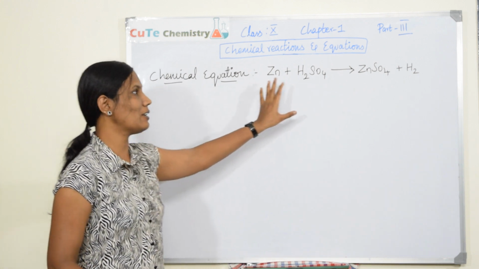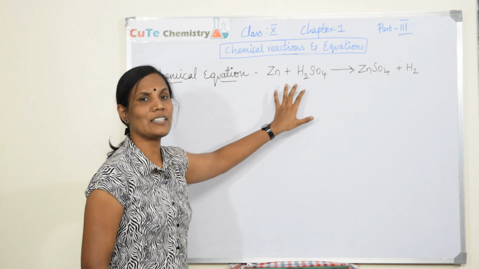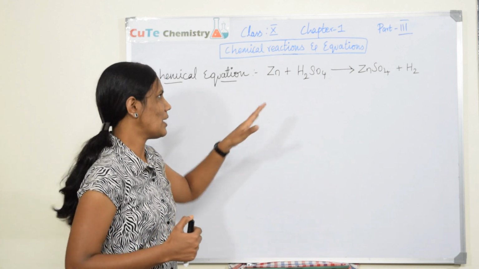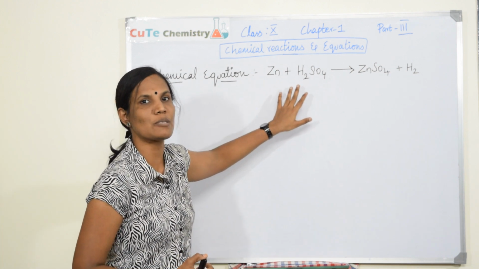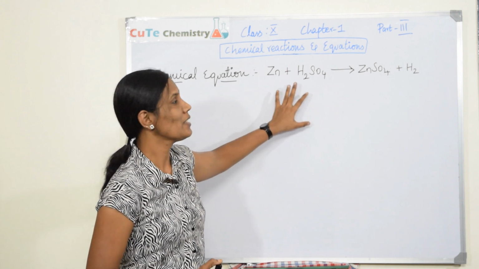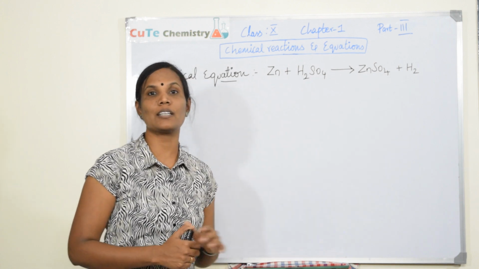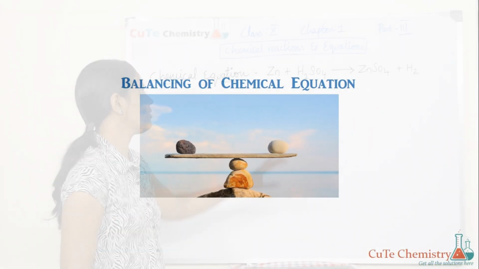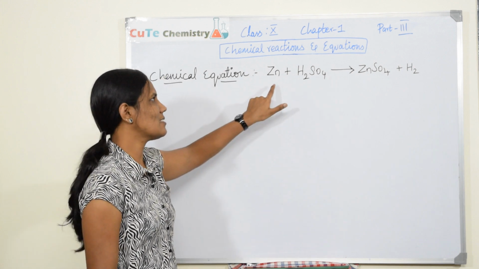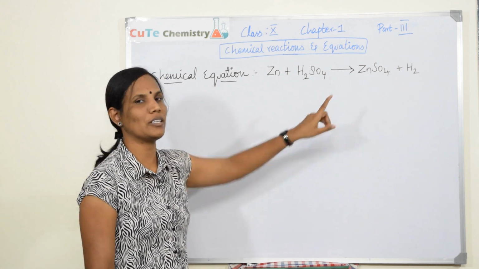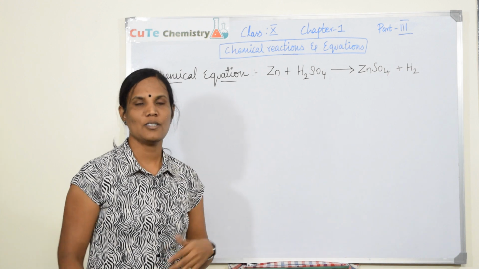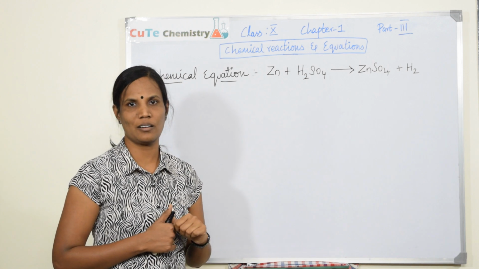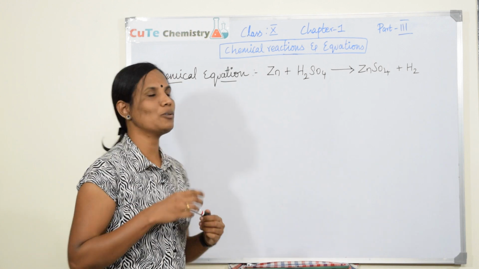So initially whatever amount we take during the reaction, at the end also we will be getting the same. So the number of atoms or molecules participating in a chemical reaction will be equal to the number of products which we get at the end of the reaction also. Now we have represented a chemical equation, that is zinc reacts with sulfuric acid to give zinc sulfate and hydrogen. The next step is we have to check whether the equation is balanced or not. Before going to that, I will give you one example.